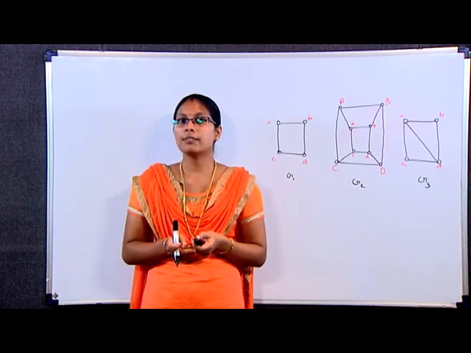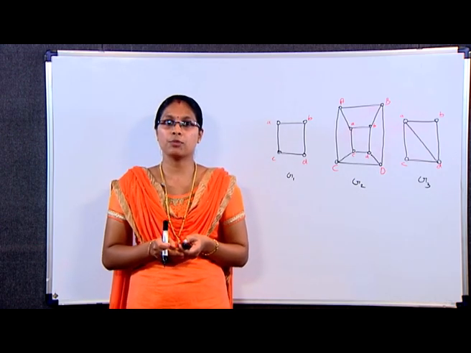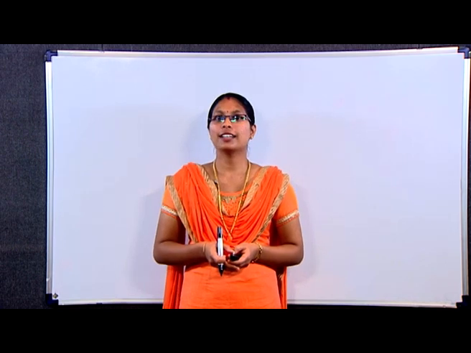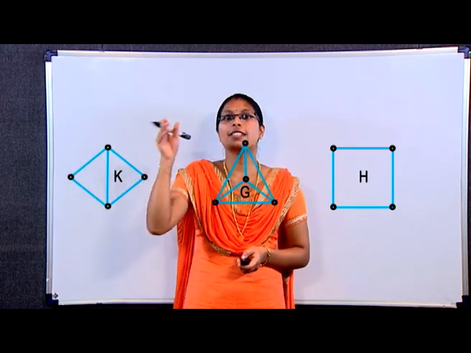If we delete vertices or edges from a graph G, we get different subgraphs of G. Consider the graphs H, G and K. H and K are subgraphs of G.